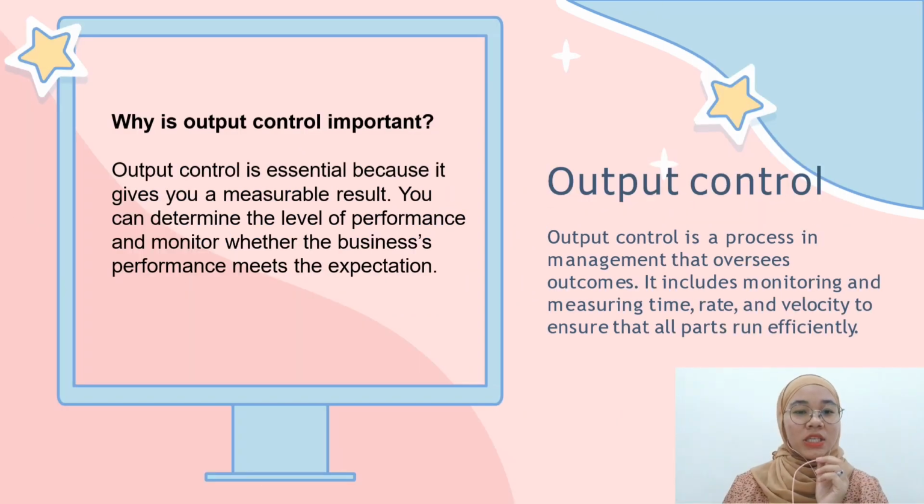Okay, the last but not least is output control. Output control is a process that management uses to oversee outcomes. It includes monitoring and measuring times, rate, and velocity to ensure that all parts run efficiently. Okay, the importance of output control. Output control is essential because it gives you a measurable result. You can determine the level of performance and monitor whether the business performance meets the expectation.